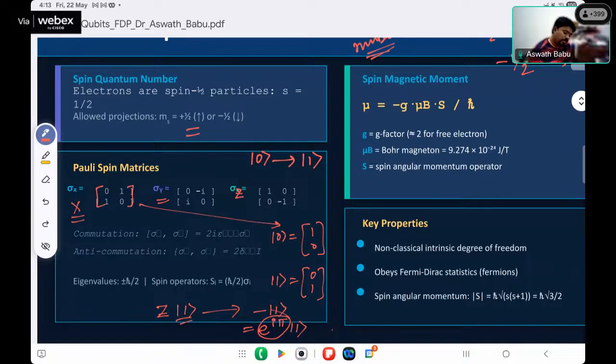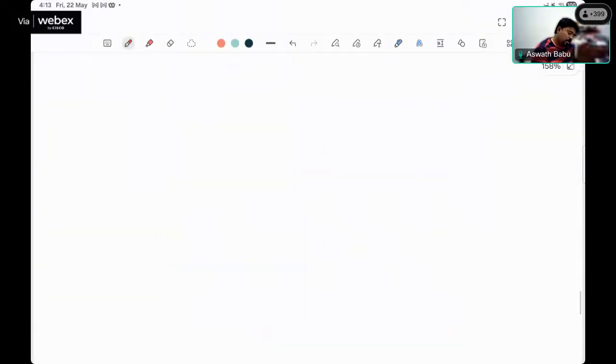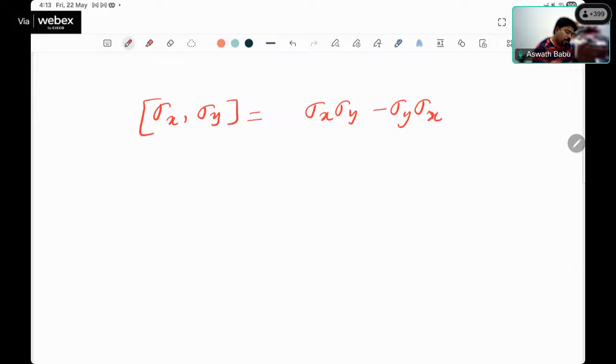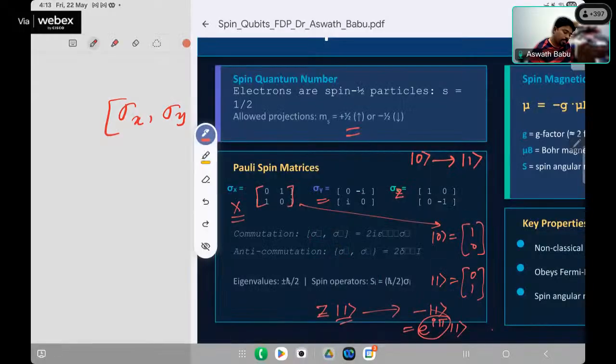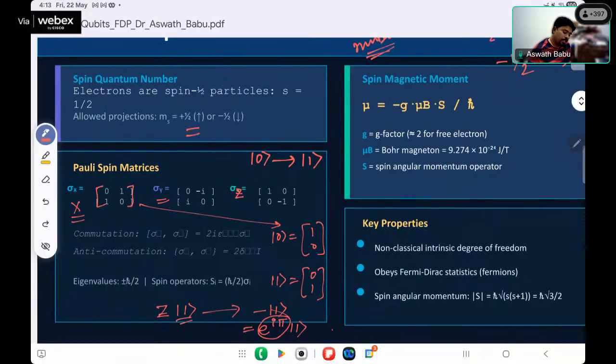Okay. So what is the cyclic relation, the commutator of sigma x comma sigma y? If you just take a commutator bracket, what is the commutator bracket? It is sigma x into sigma y minus sigma y into sigma x. Okay, so this is equal to i into sigma z. So that is going to give 2i into sigma z, and some factors are there.